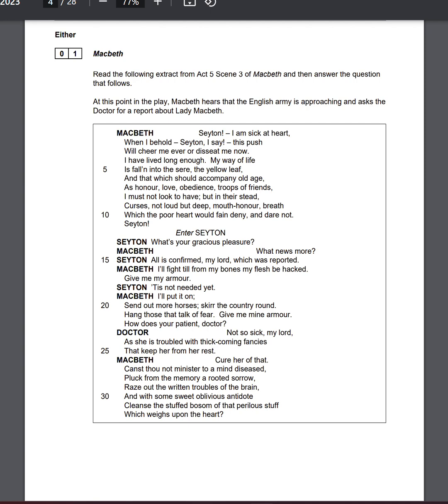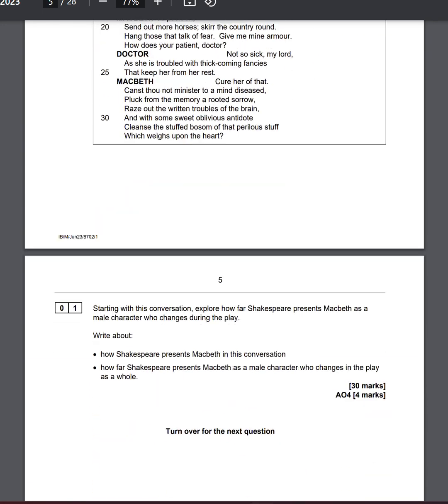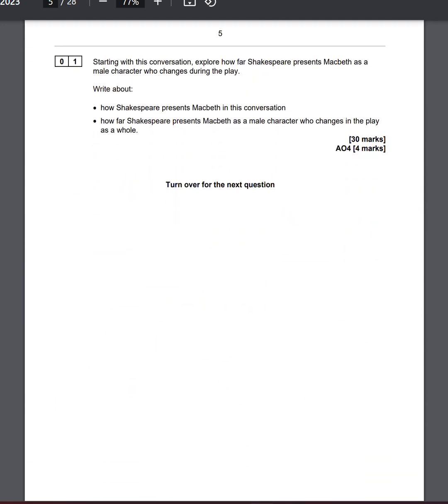At this point in the play, Macbeth hears that the English army is approaching and asks the doctor for a report about Lady Macbeth. We then have the extract. We then get to see the question. Starting with this conversation, explore how far Shakespeare presents Macbeth as a male character who changes during the play. First thing I would do is underline the focus of the question, Macbeth as a male character who changes during the play. So we've got kind of two little bits there.